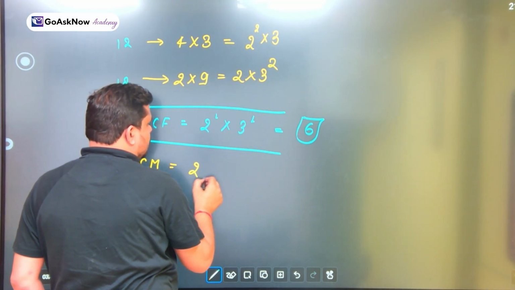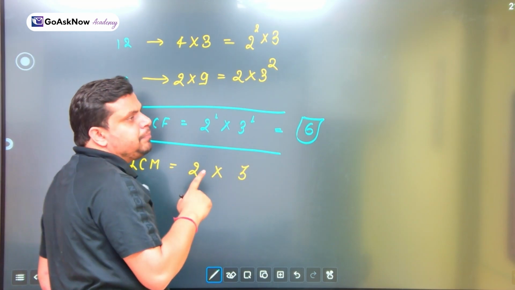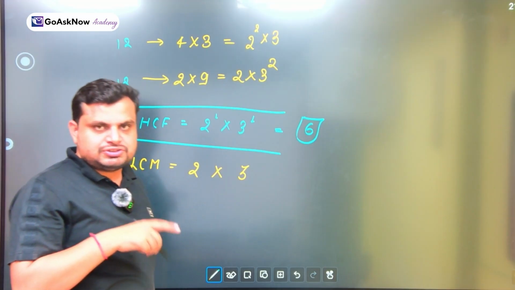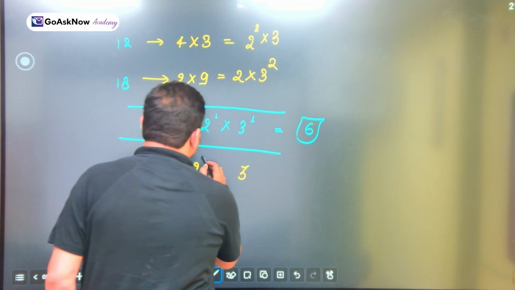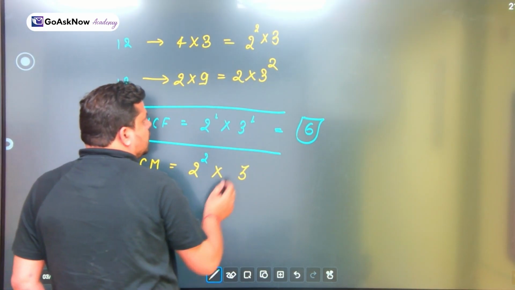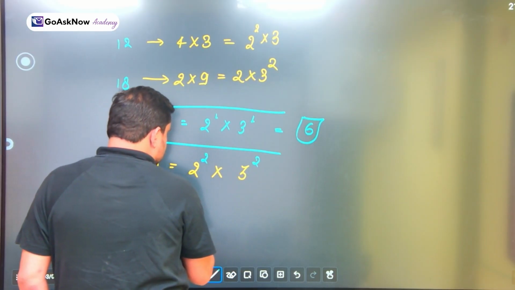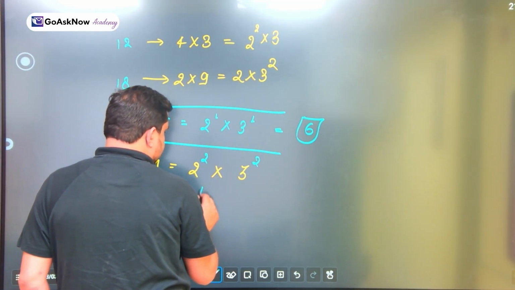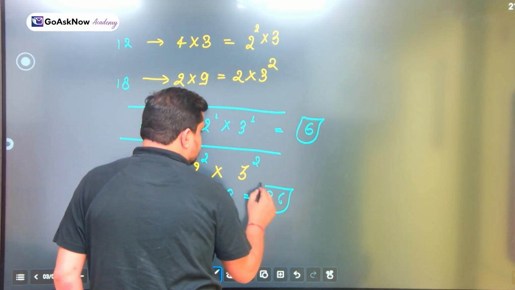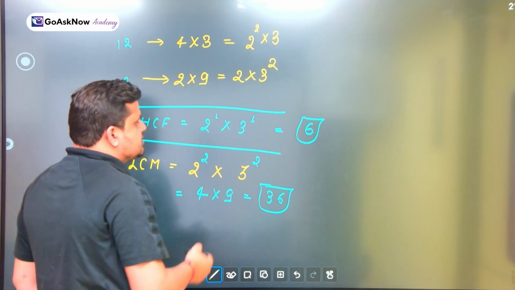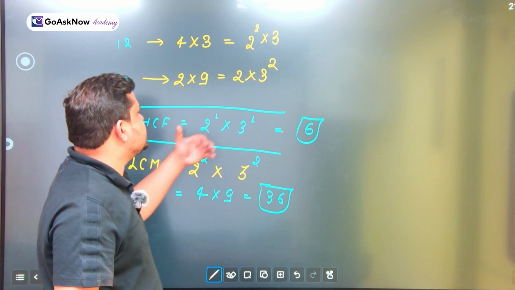Now take all the factors, 2 and 3, and take the maximum power. Checking both prime factorizations, what is the maximum power of 2? That is 2 to the power 2. And what is the maximum power of 3? That is 3 to the power 2. So 2 to the power 2 is 4, 4 times 9 is 36. So 36 is the LCM and 6 is the HCF.